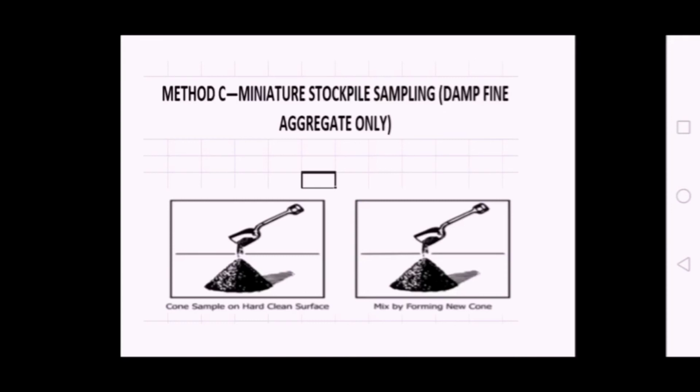Obtain a sample for each test by selecting at least 5 increments of material at random locations from the miniature stockpile using any of the sampling devices.